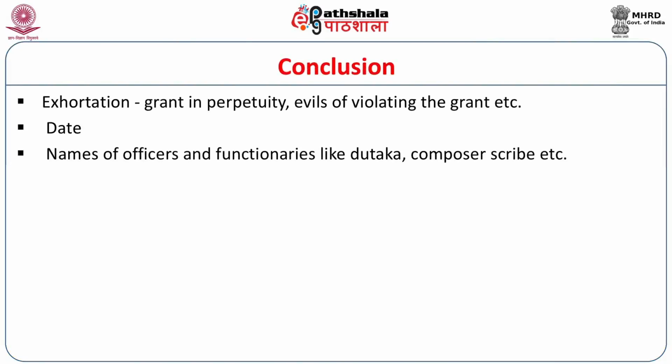So in your next life, how you will be born and how you can become an animal, or your family can turn into a curse, that has been mentioned in these imprecatory and benedictory portions. Then comes the date and the names of the officers and functionaries like the Dutaka, the composer, the scribe, etc. And finally, in some of the inscriptions, you also get the official authentication by the ruler himself, and at times the ruler himself signs it.